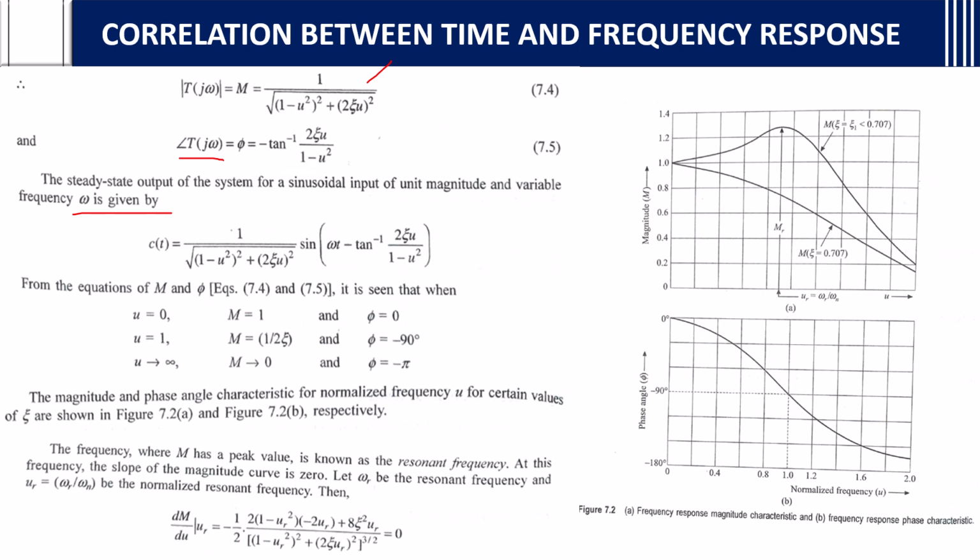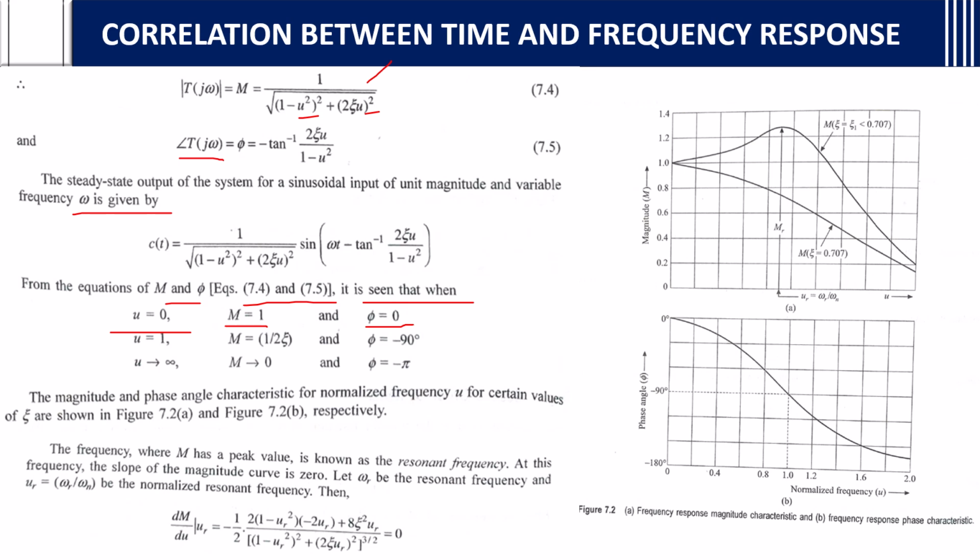Then from the equations for M and phi, that is 7.4 and 7.5, it is seen that when u equals 0, M equals 1. Why? Because the u terms are 0, so we get 1 by 1, that is M equals 1.